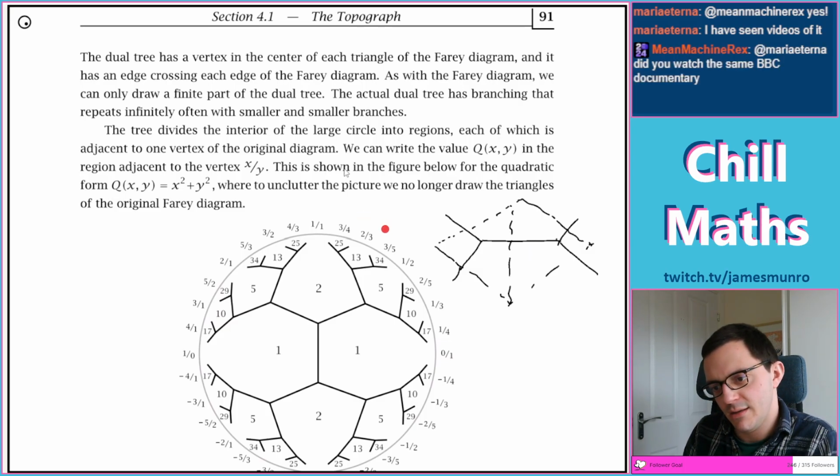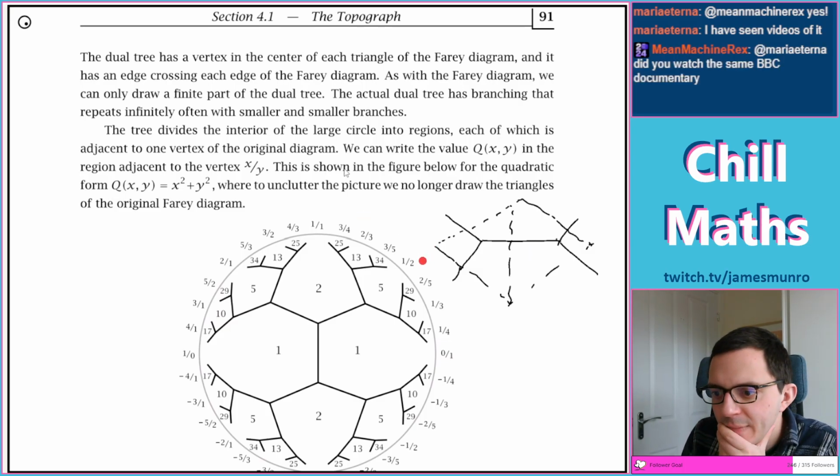Let's have a think then. So the numbers are like this.